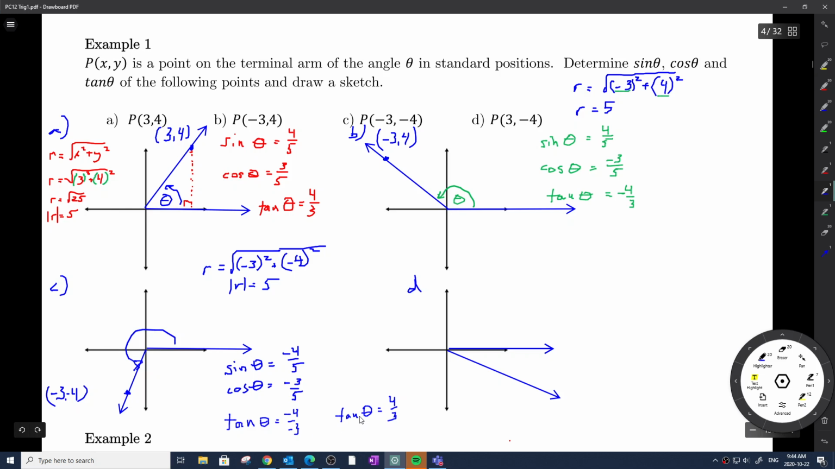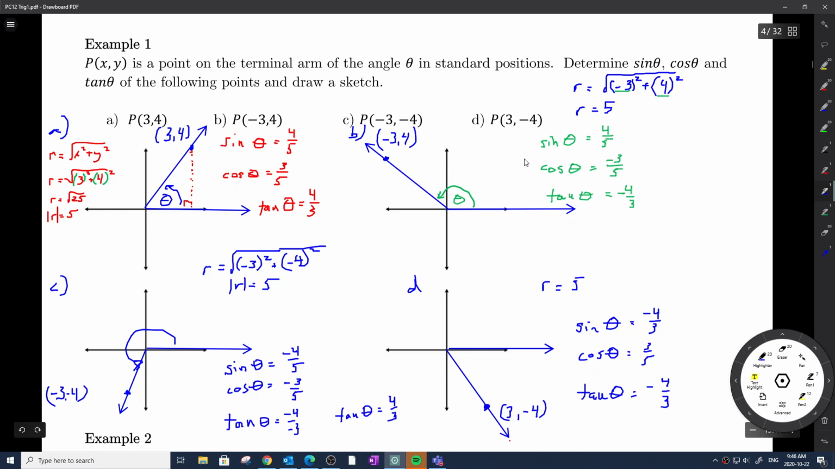Tangent theta is -4/-3, and we have to simplify that to tan theta is equal to +4/3. Negative divided by negative is a positive. Here we are. Let's just finish this off, shall we? I'll leave this in your capable hands. So press pause. When you press unpause, magically the solution will appear. These are the results that I get. Sine theta is equal to -4/3.